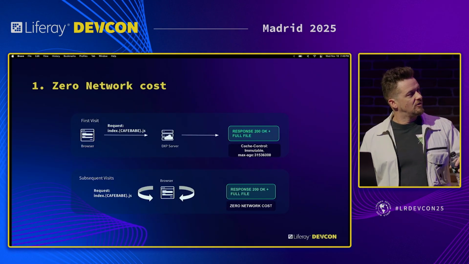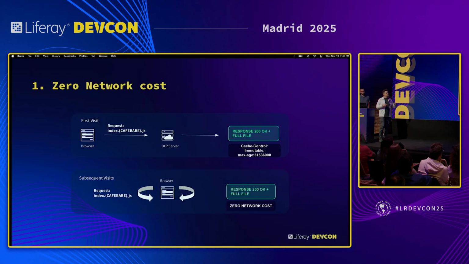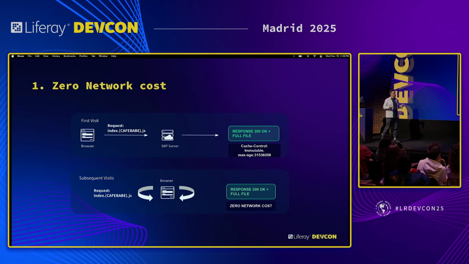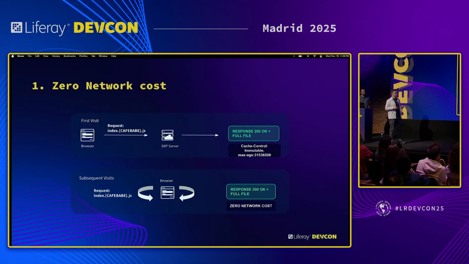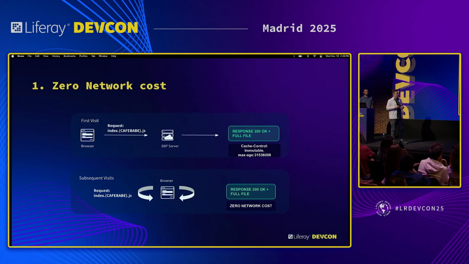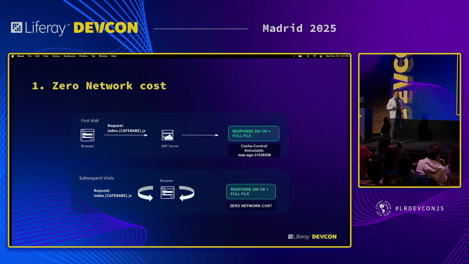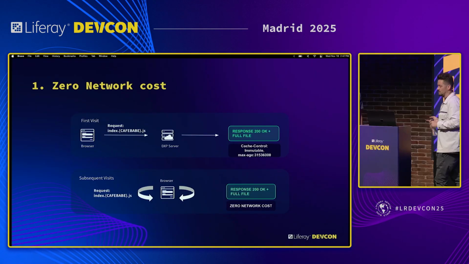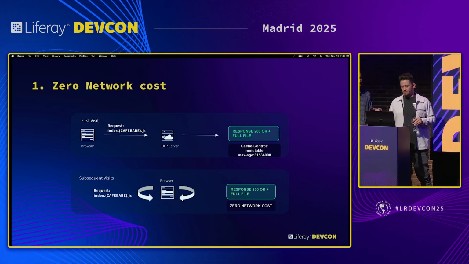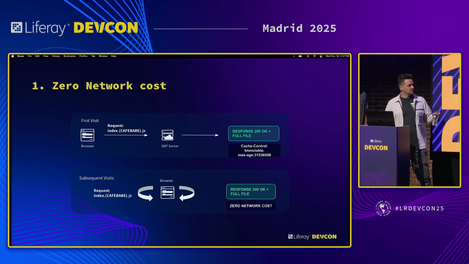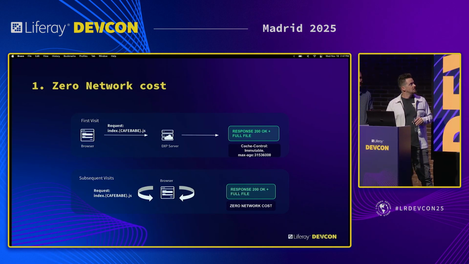And in the following visits, when you request the file, you don't hit the network. And you know that you are on the latest version of the file because the import map knows the latest version. So even if you have a CDN between your browser and the DXP server, you are not hitting the CDN either.